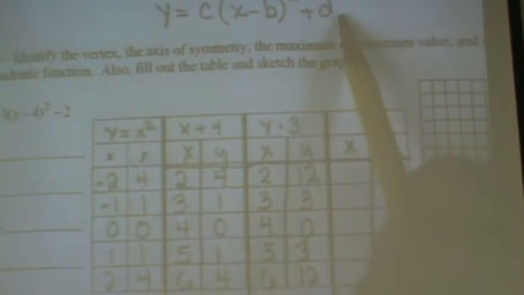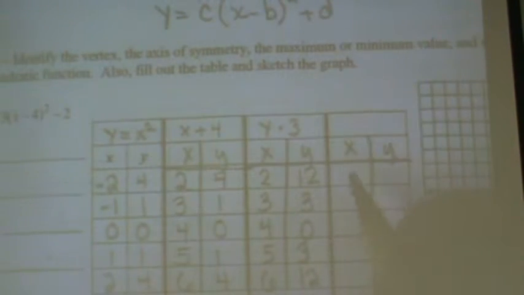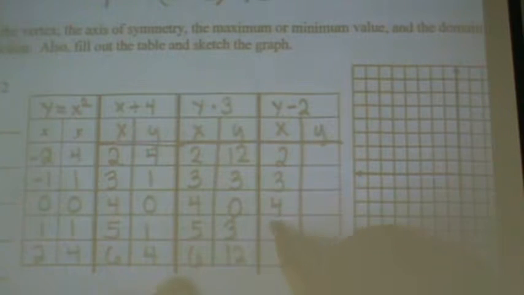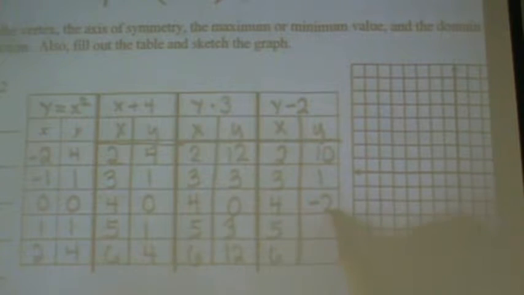Now the last thing is this d value. Remember, this affects the y value. You're going to take these y values and bring them down 2. You're going to subtract 2. So, keeping the x the same, the 2, the 3, the 4, the 5, and the 6, you're going to subtract 2, and you get 10, 1, negative 2, 1, and 10. You're going to see a little pattern here too.